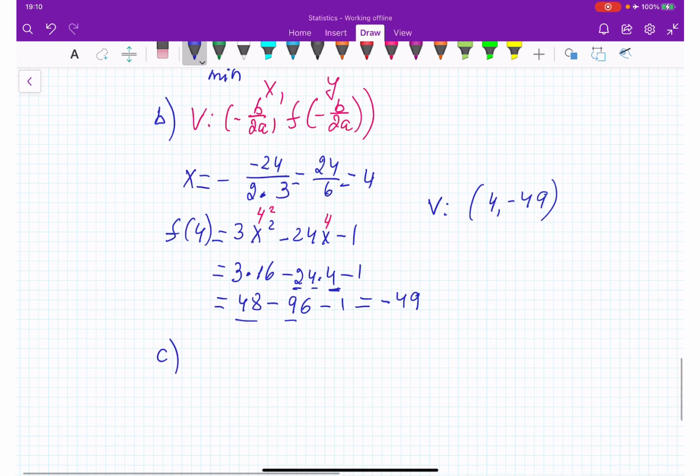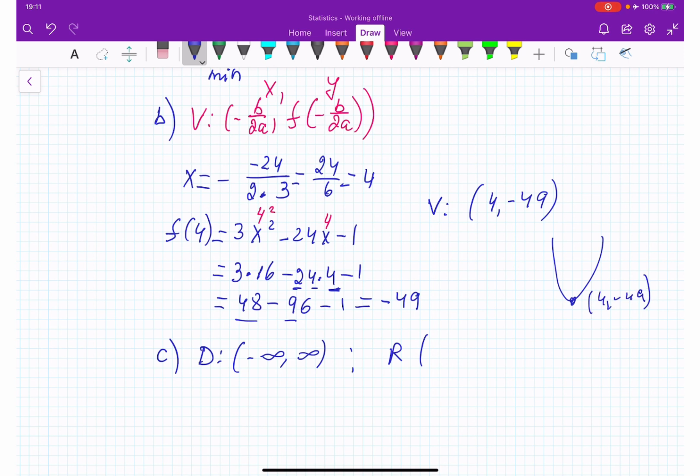And the domain is going to be negative infinity to positive infinity. And the range, since we have a minimum, that means the graph is going to go up. And here is (4, negative 49). So the range is going to be from negative 49 all the way up. It's going to be a square bracket because negative 49 is included, and then go up to infinity.